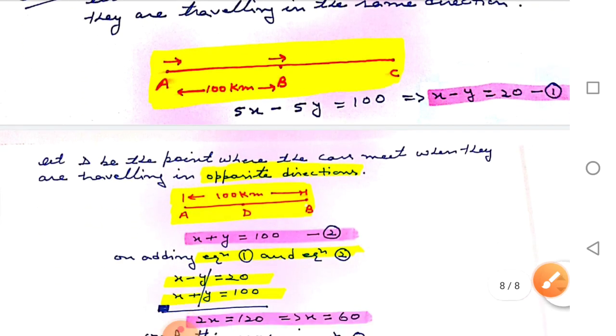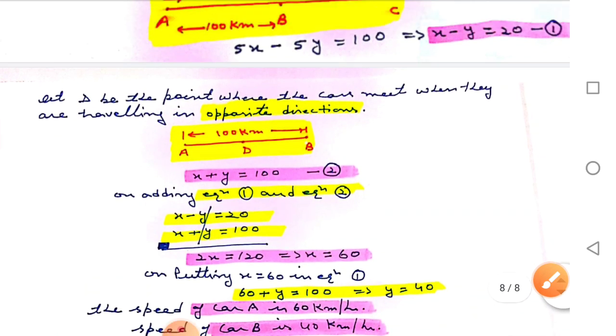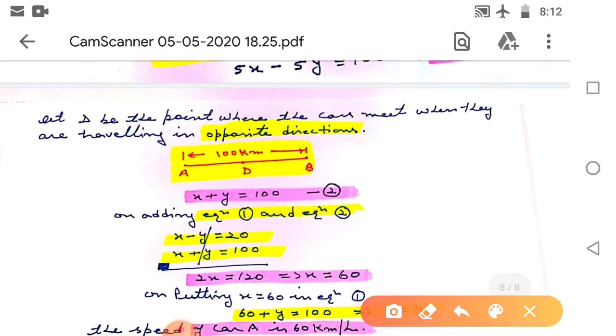Now come to case 2. What is happening in case 2? They are moving towards each other, in opposite directions. One is coming from here, the other is coming from there. Clear? So they meet in 1 hour at point D in the second case, right?